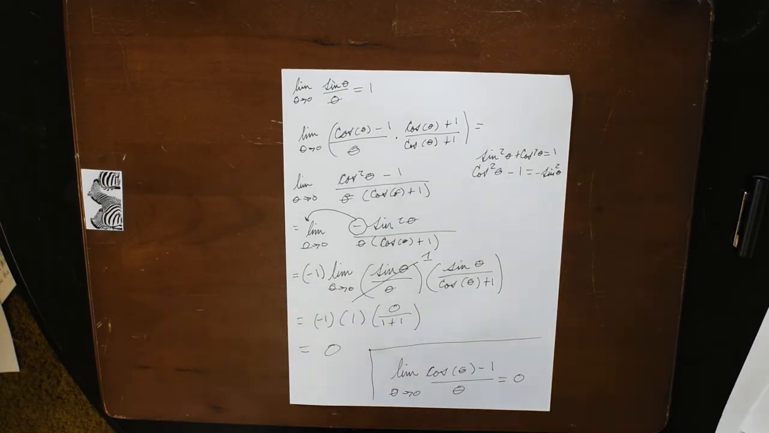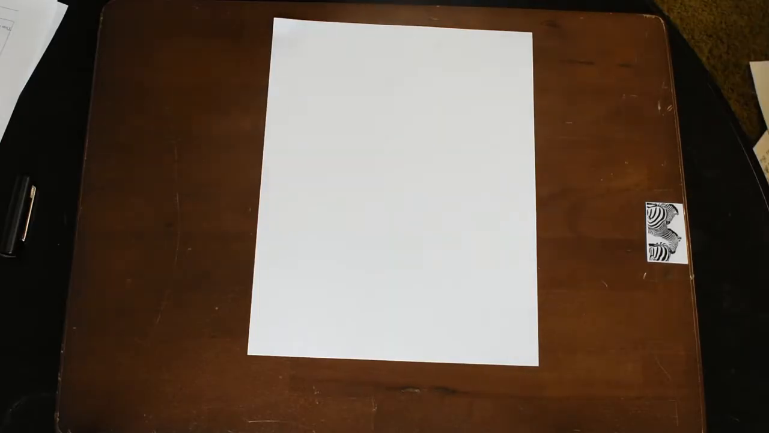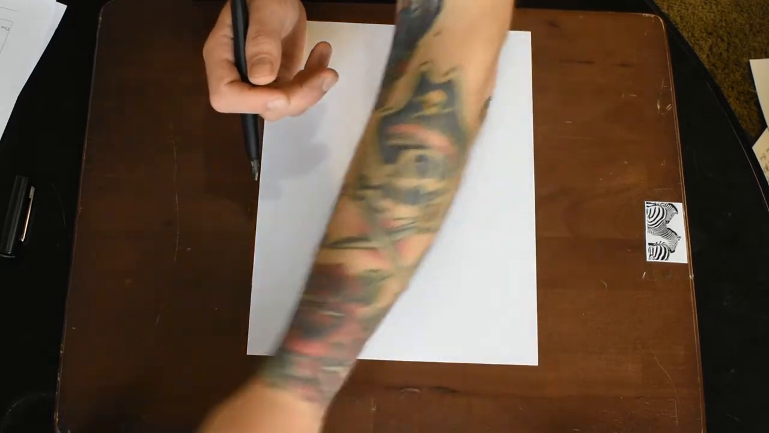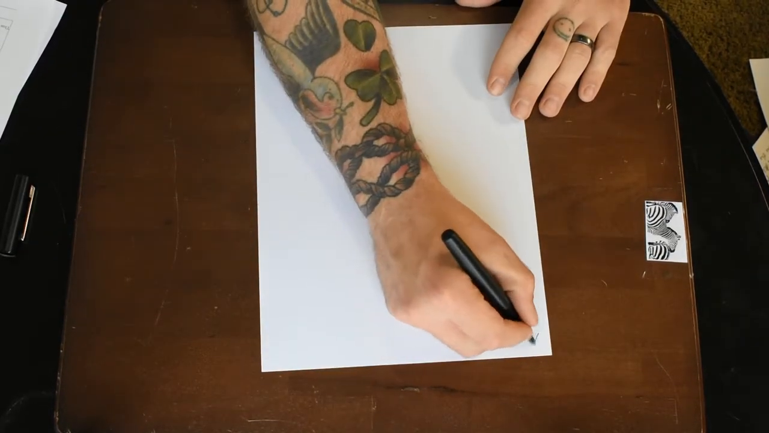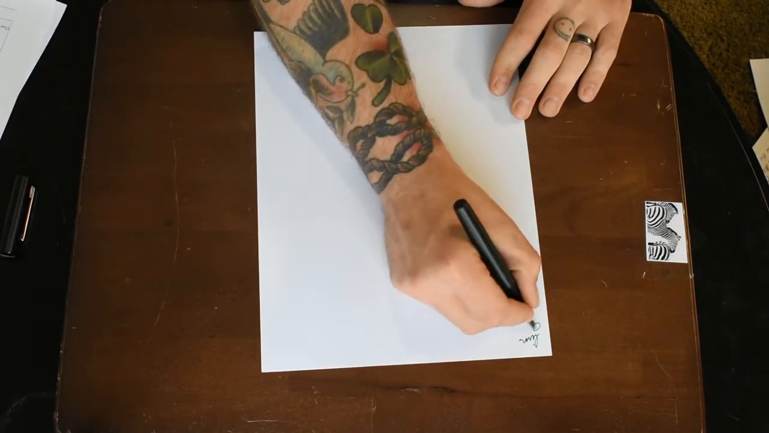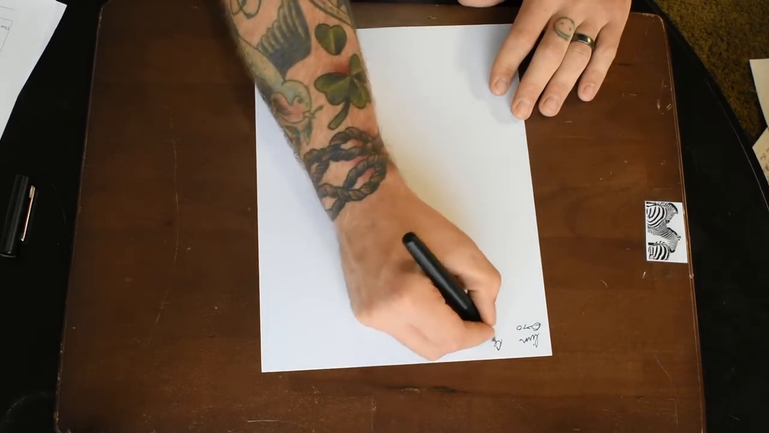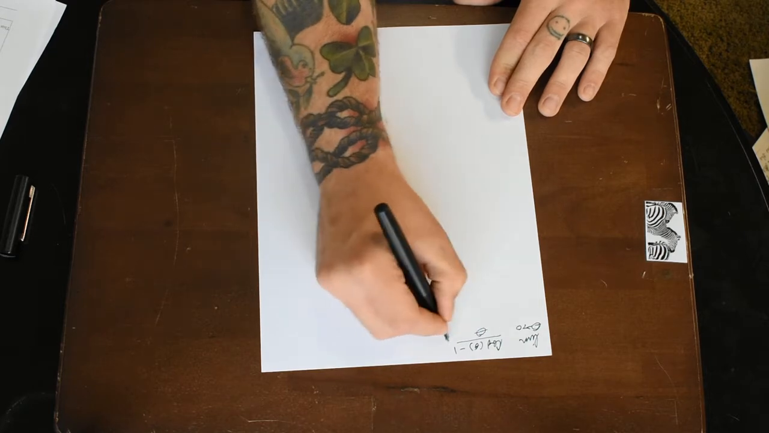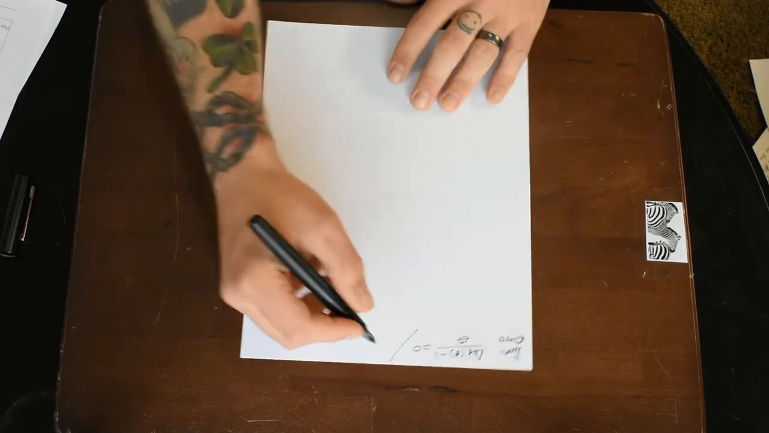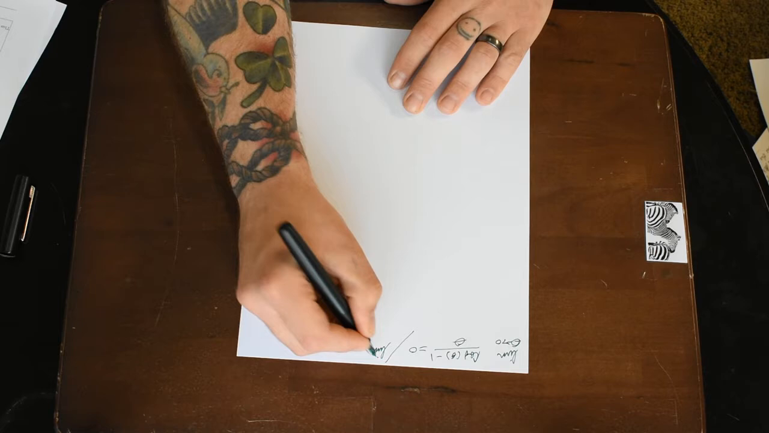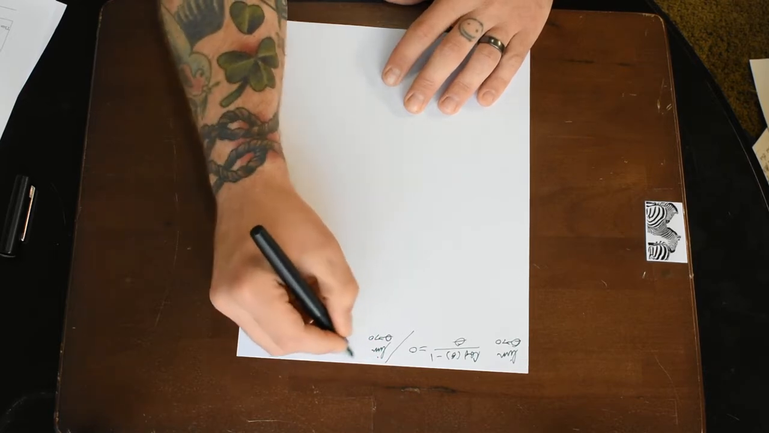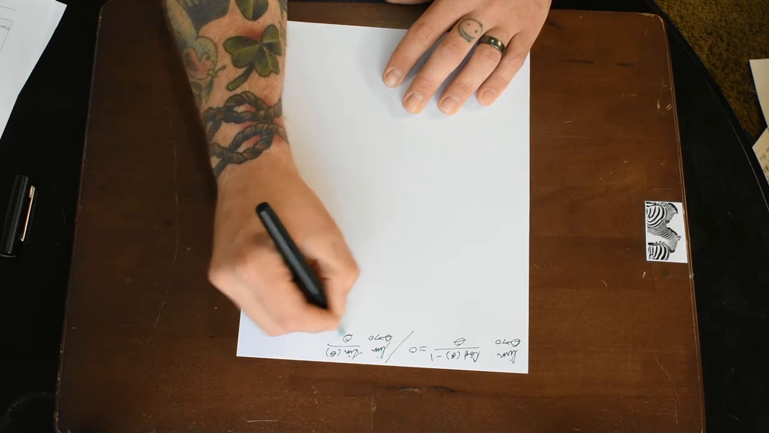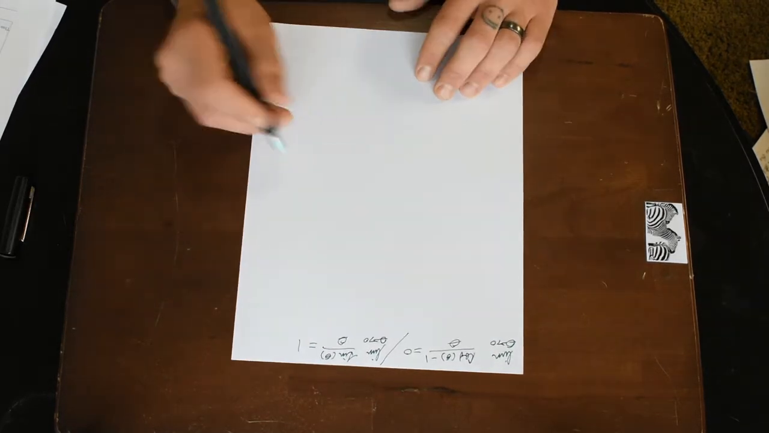And let me get a new piece of paper. So let's begin. I'm going to write those two results that we need. We're going to use the fact that the limit as theta goes to 0 of the cosine of theta minus 1 divided by theta is equal to 0. We're going to use the fact that the limit as theta goes to 0 of the sine of theta divided by theta is equal to 1.